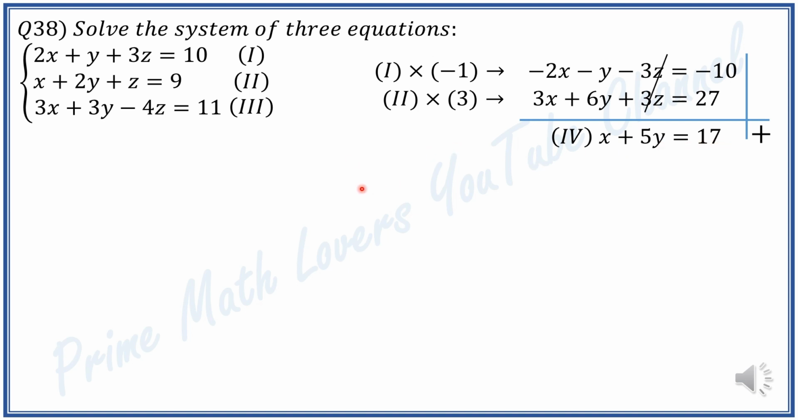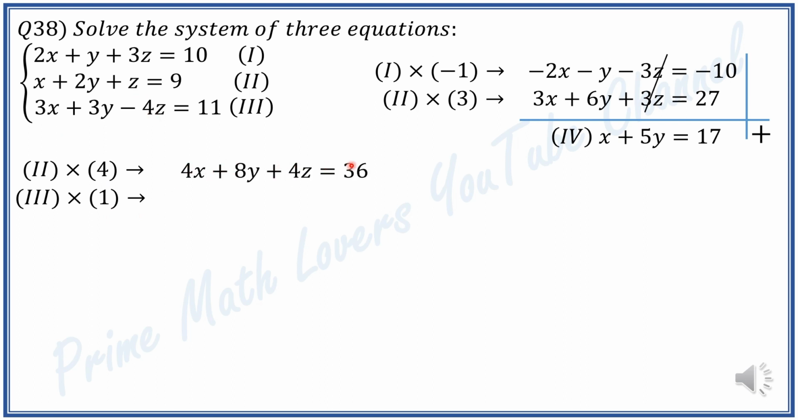Now we do the same process between equation 2 and equation 3. In equation 2, the coefficient of z is 1, and in equation 3, the coefficient of z is -4. So I multiply both sides of equation 2 by 4 and both sides of equation 3 by 1. So I get 4x plus 8y plus 4z is equal to 36. And multiplying the other equation by 1, I get 3x plus 3y minus 4z is equal to 11.